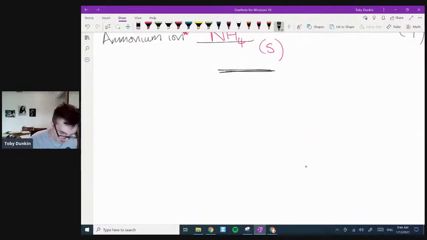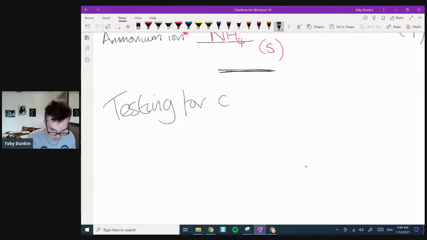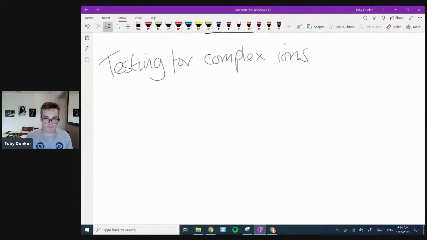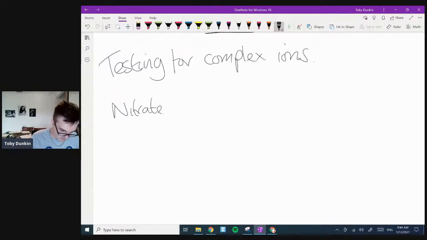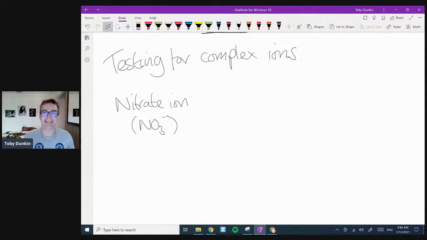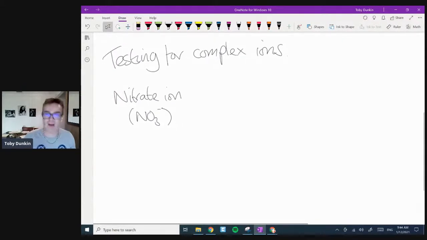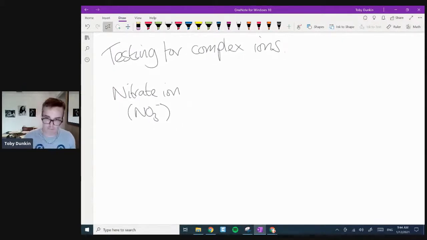Testing for complex ions. Okay. So the first one, nitrate. Testing for the nitrate ion, NO3 minus. This is no longer needed at GCSE. It's not needed. I'm teaching you this for fun.